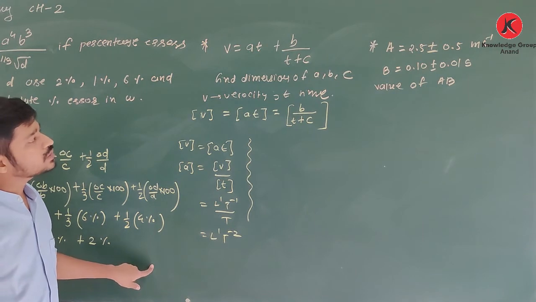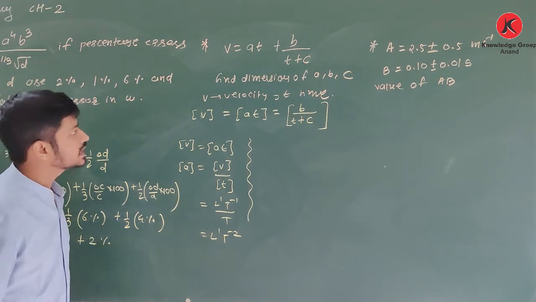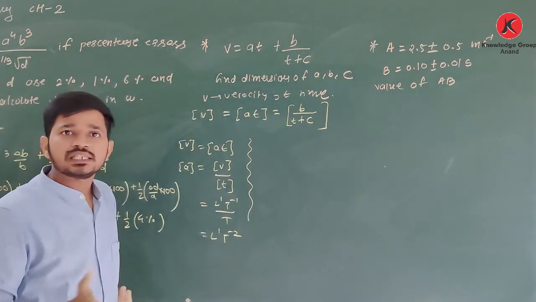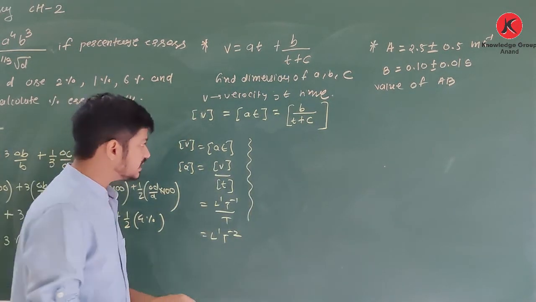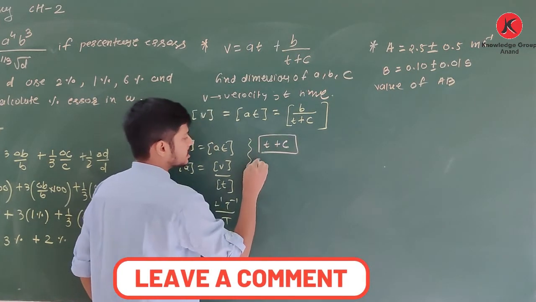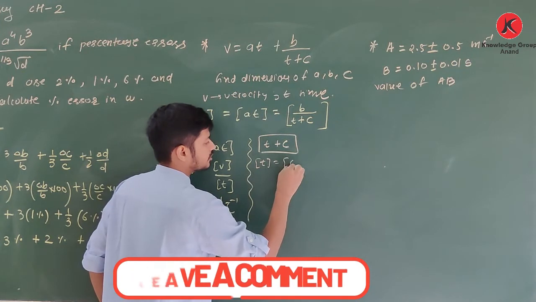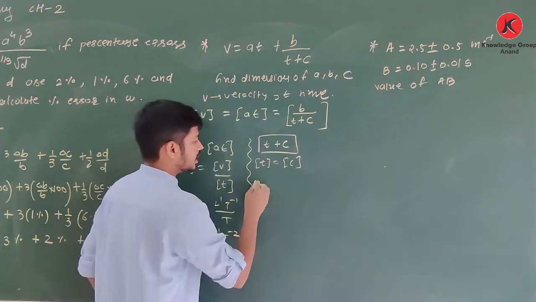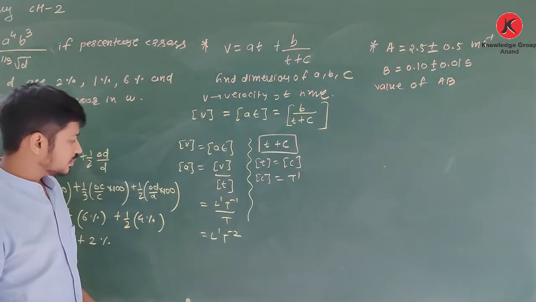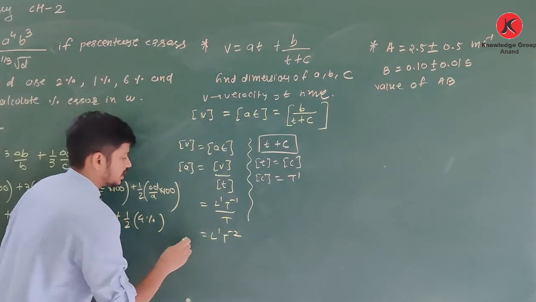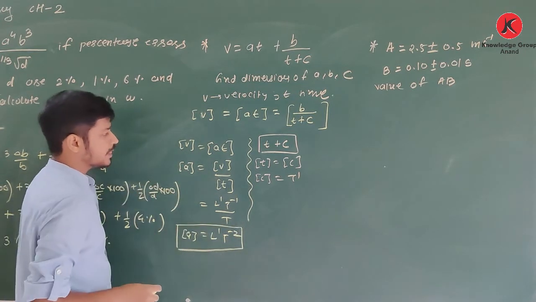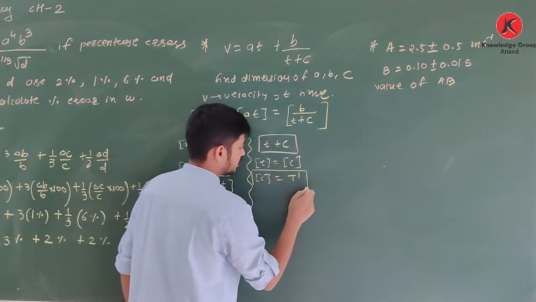Now how to find the dimensional formula of B and C? See, here it is t plus C. There is addition between t and C. So what is the meaning of this? The meaning is that the dimension of t is equal to the dimension of C. And what is the dimension of t? It is T1. So the first answer: the dimension of A is L1 T minus 2, and the dimension of C is T1.